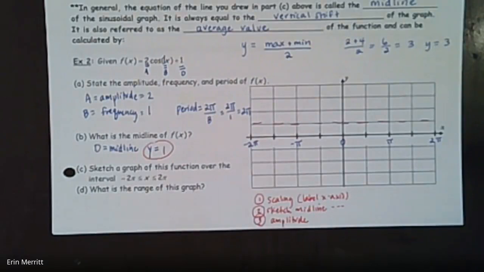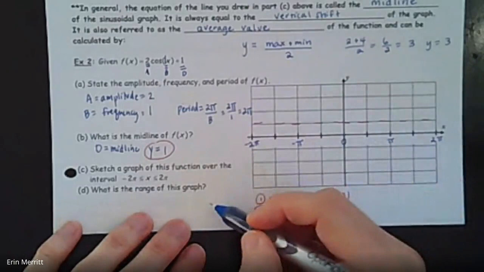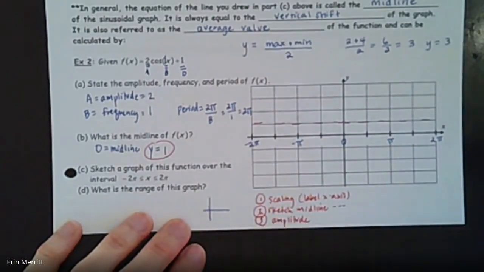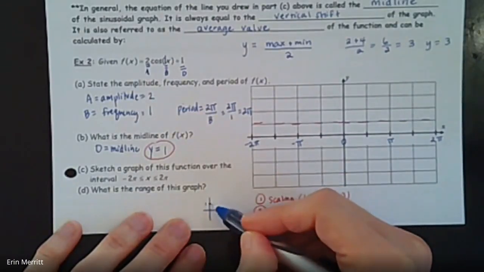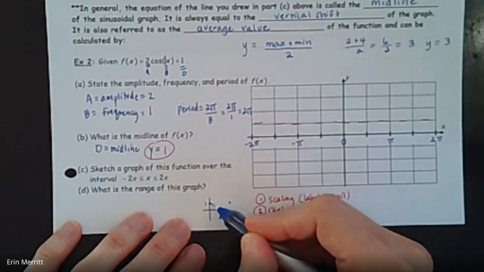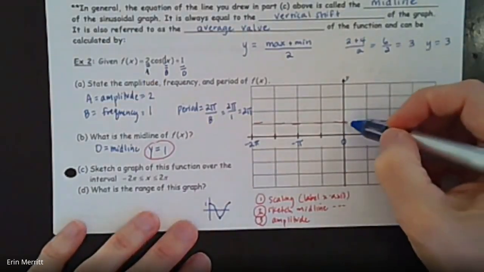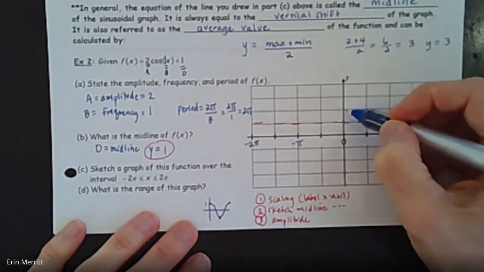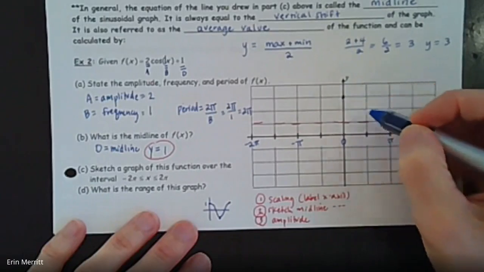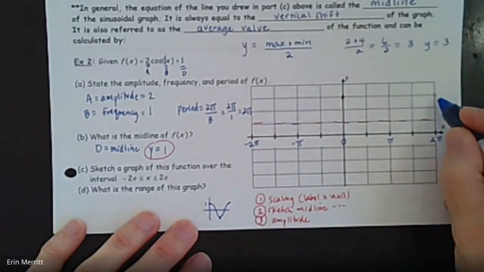So cosine would normally start 1 unit above the midline. In this case, because the amplitude's 2, it's going to start 2 units above. If it helps, draw a little sketch of what cosine looks like off to the side. Cosine starts 1 above typically, and it finishes 1 above. Dead center, it's 1 below, and then it kind of looks like that. So let's adjust that to what we have going on over here. From the midline, I need to go 2 above. So I'm going to go 2 above and start here. That means it's going to finish over at 2 pi, 2 units above the midline.